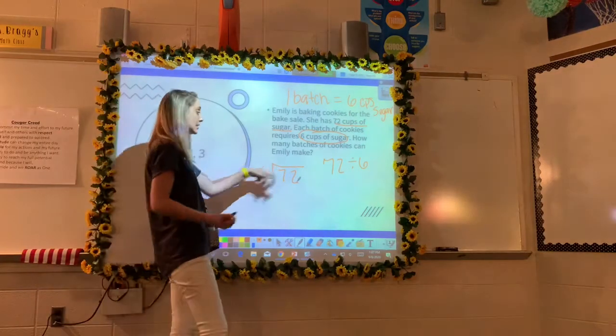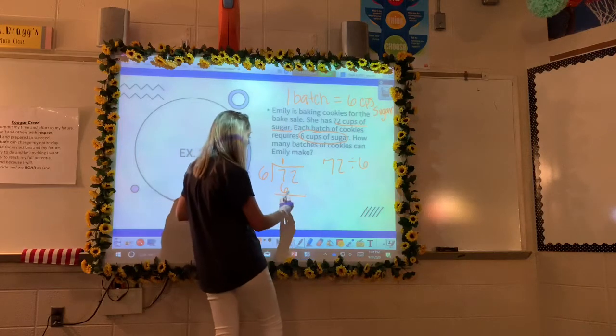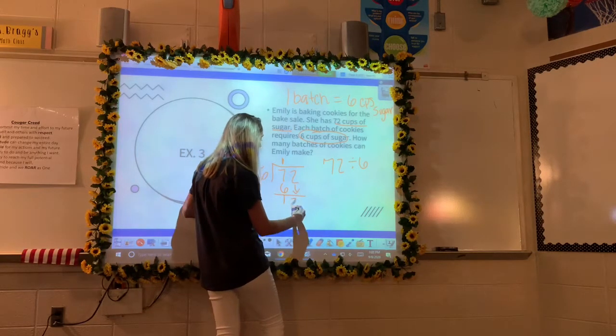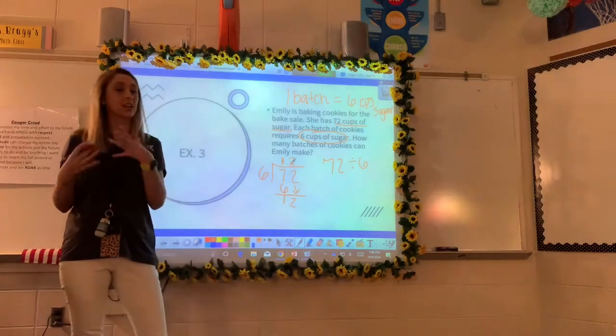So 6 goes into 7 once. We subtract. 7 minus 6 gives us 1. Bring that 2 down. 6 goes into 12 twice. Now we have to go back and look at our integer signs.